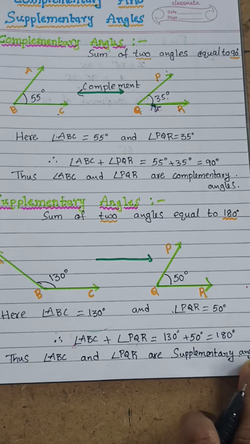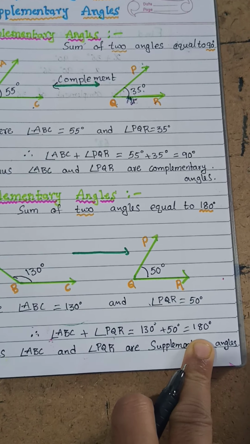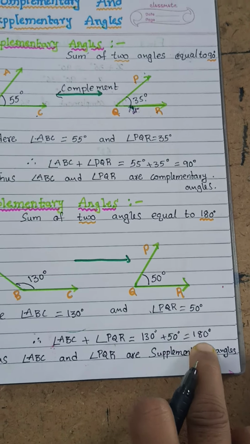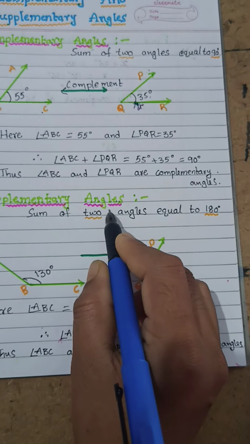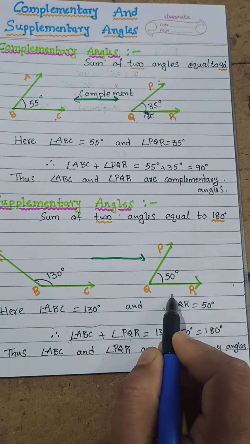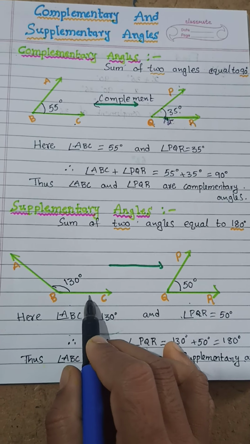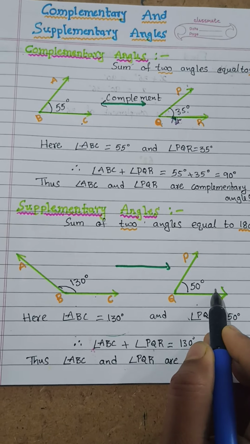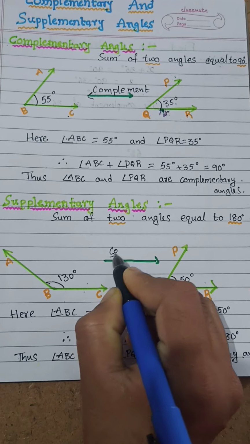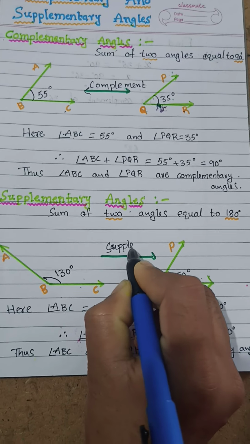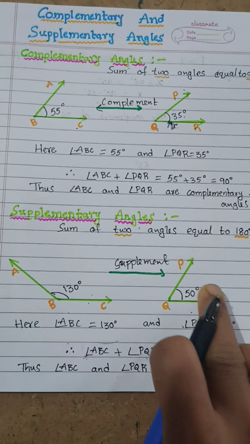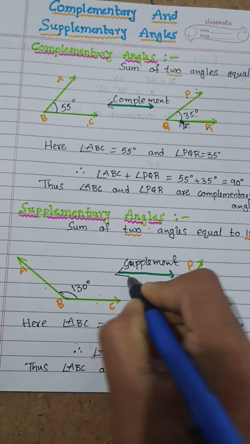So these angles add up to 180 degrees. There is a special name for such angles which add up to 180 degrees. They are called supplementary angles. When we have two supplementary angles, each angle is called the supplement of the other. Here 130 is the supplement of 50, and 50 is the supplement of 130.